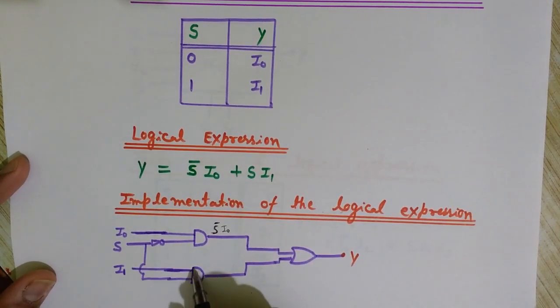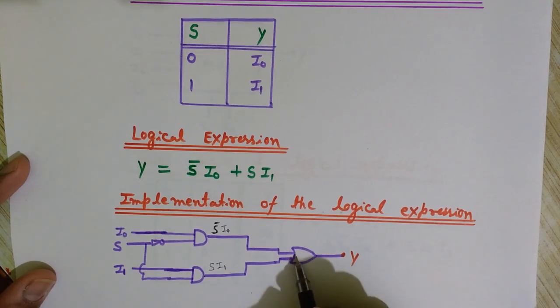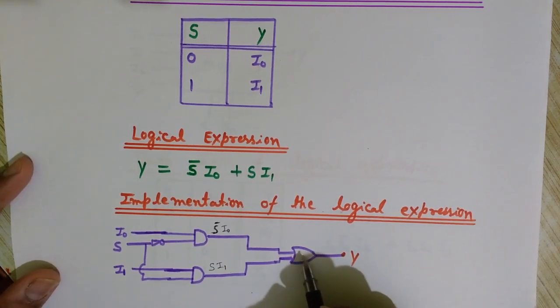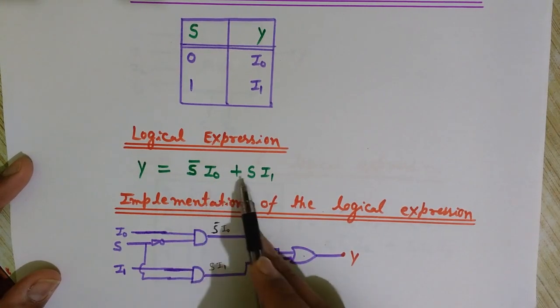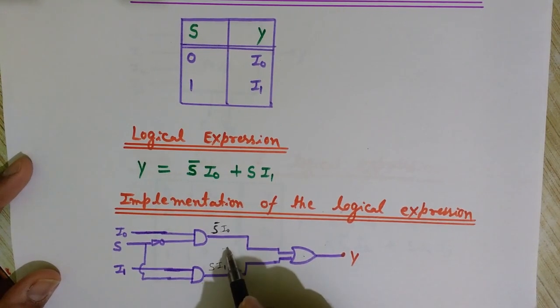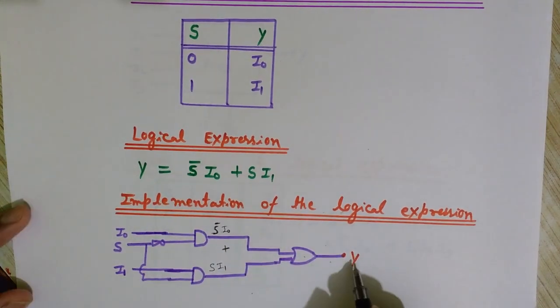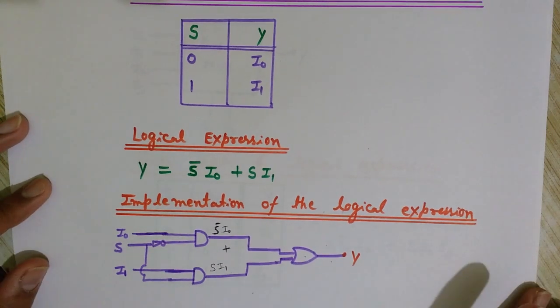And this is I1, and from this I am taking S, so S into I1, this is an AND gate, so S I1. S bar I0 and S I1 go into the input of an OR gate, so they will be added. So at the output I will get S bar I0 plus S I1, these two will be added here. At the output I will get Y. So this is a very simple logical expression. Hope you can understand it easily.